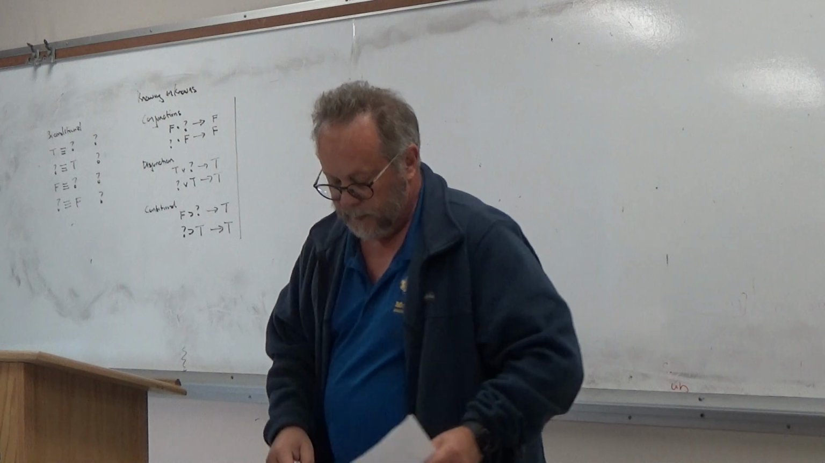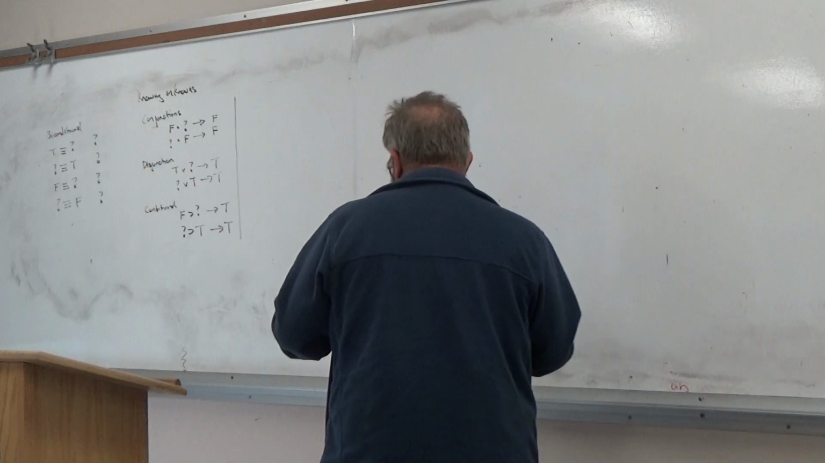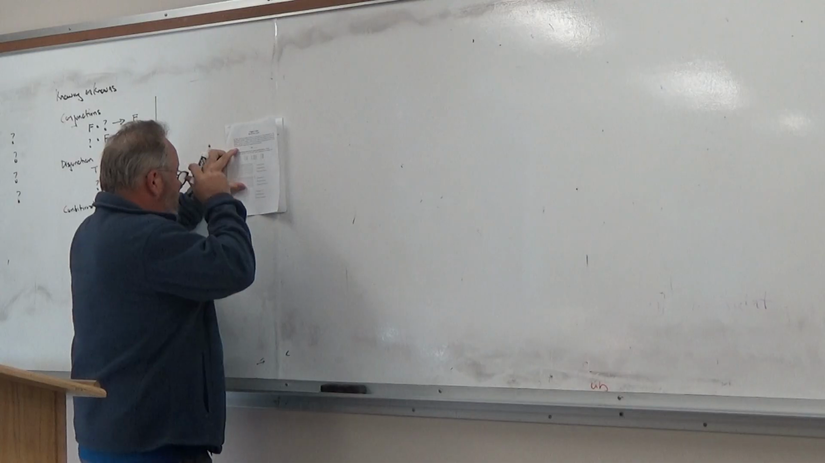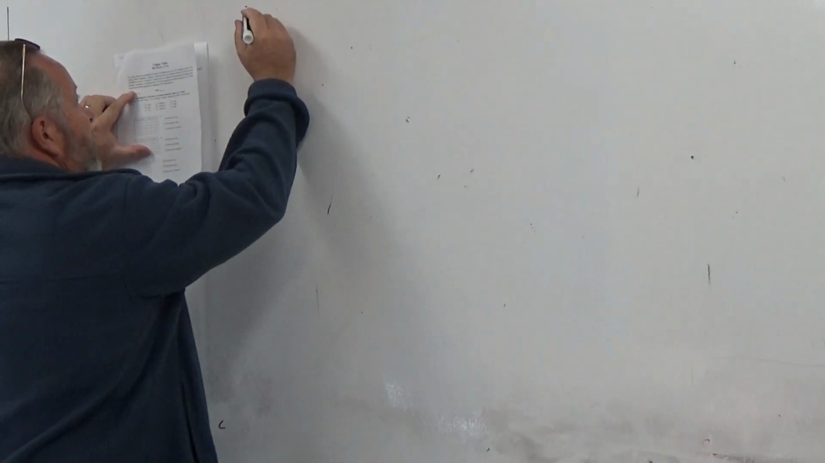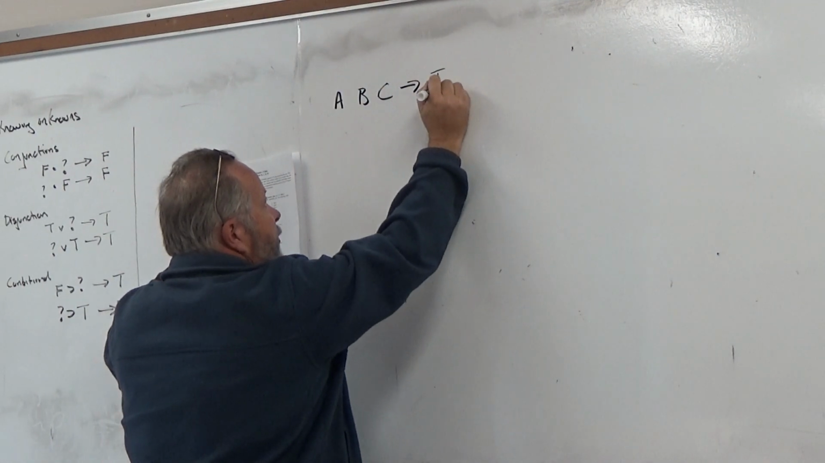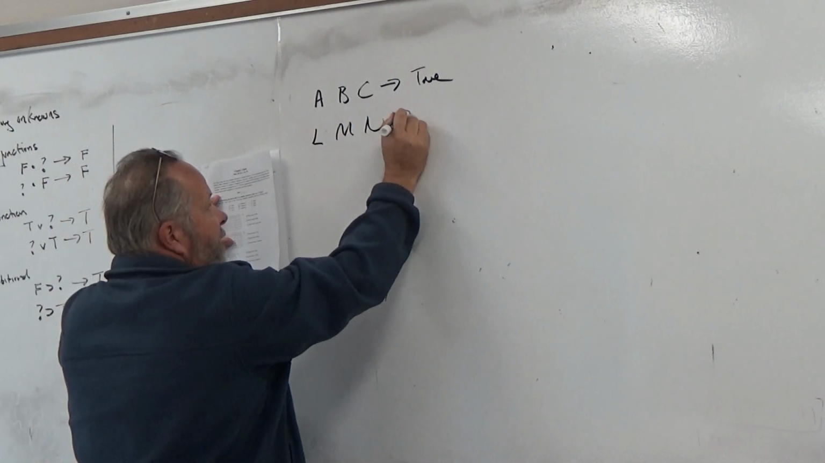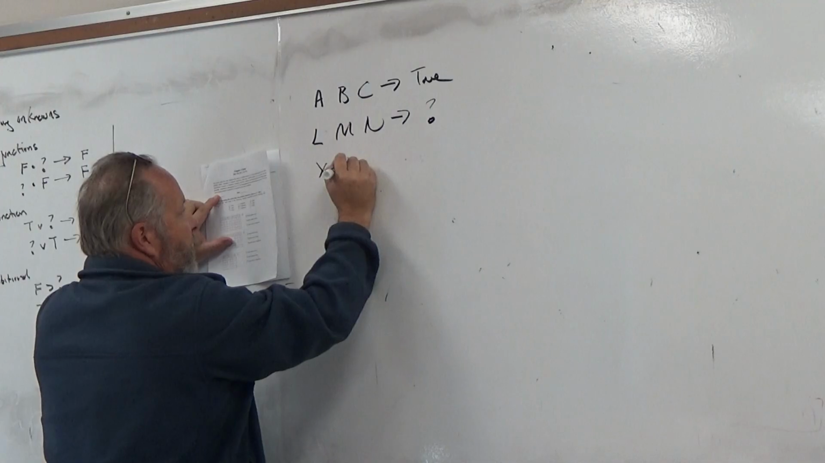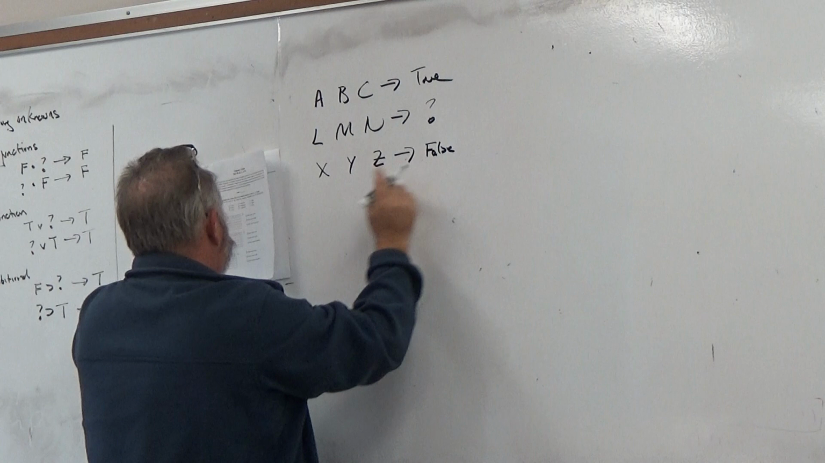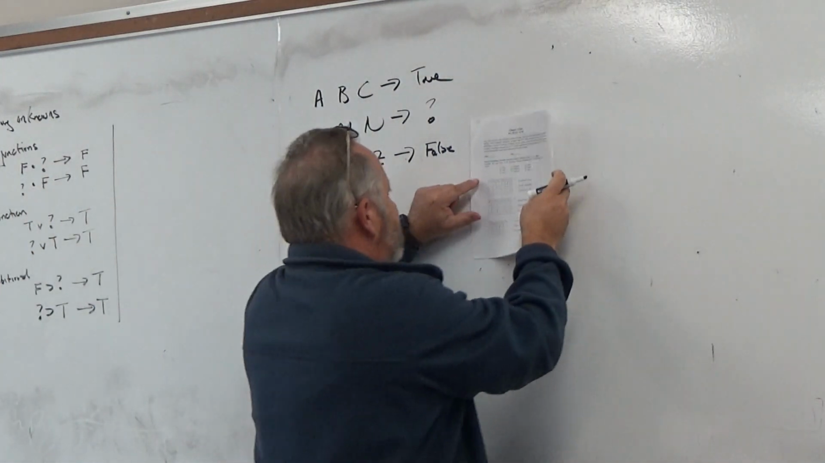Okay, in part 1, you have to calculate the truth value of some complex statement given truth values for its parts. A, B, and C are known to be true. L, M, and N are unknown. X, Y, and Z are false, okay? Calculate the truth value if you can, okay?